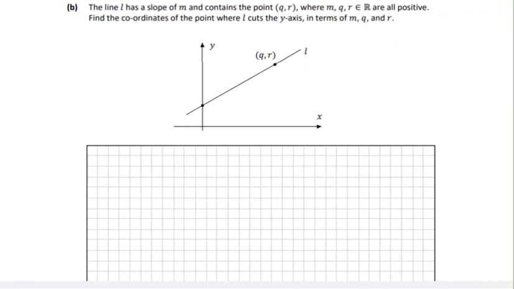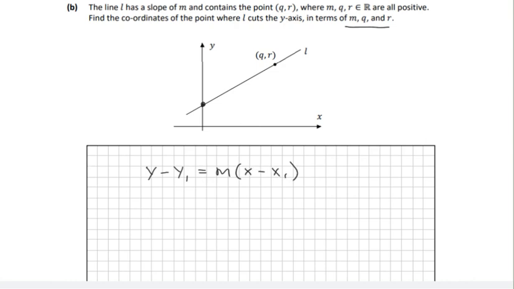Let's look at part B. So this question looks more difficult than it actually is, because we don't have numbers, and we want to find the intercept down here in terms of the variables. But let's proceed as if we had numbers. So let's write in our line formula, and we will find the y-intercept when we set x is equal to 0. So let's carry on.